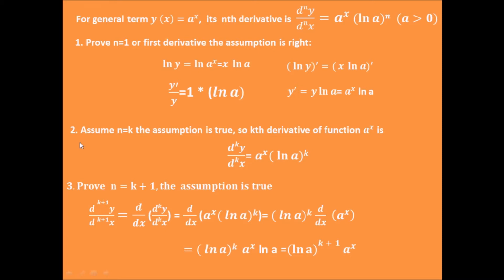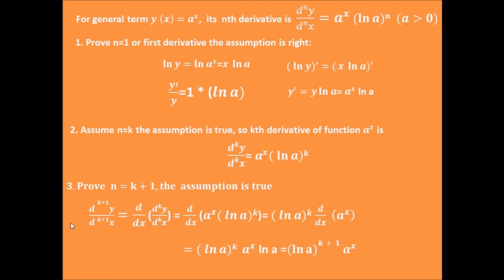For the second step, we just assume that when n equals k, this assumption is right. So for the kth order derivative, we have a^x times (ln a)^k. Now for the third step, we have to prove that when n equals k plus 1, this statement is right.